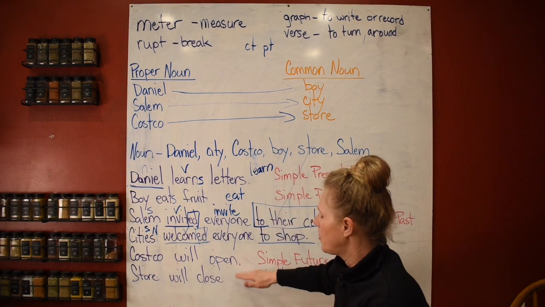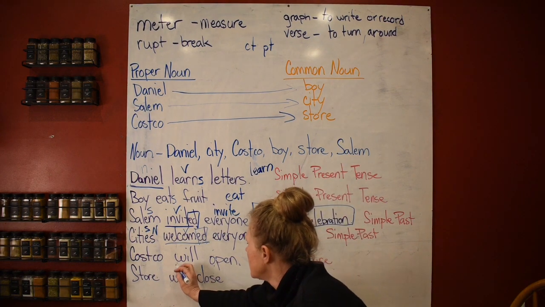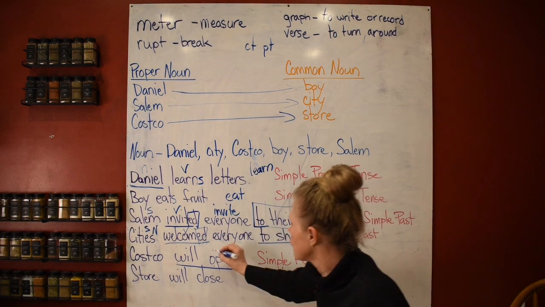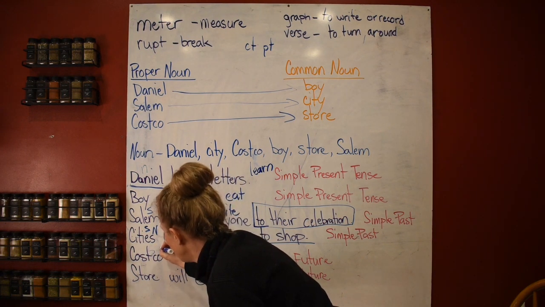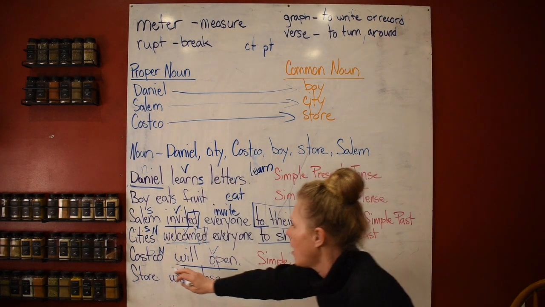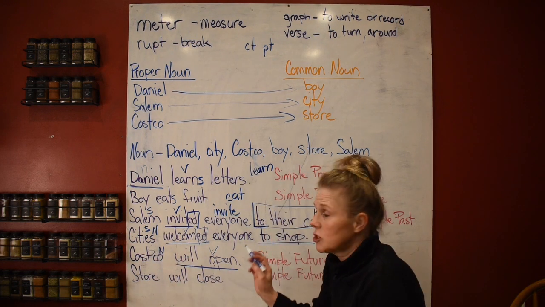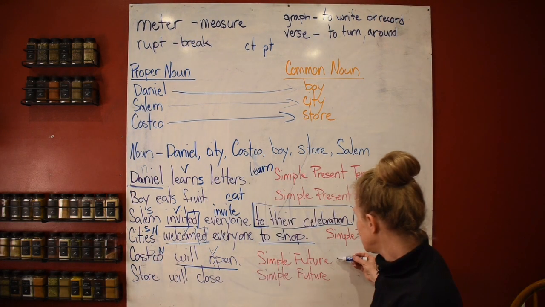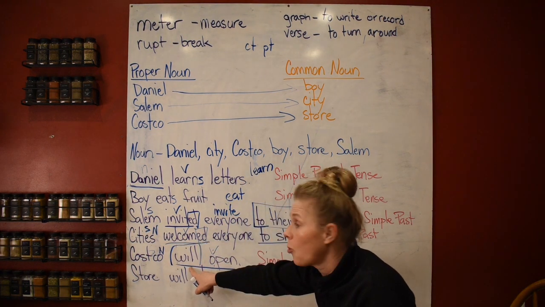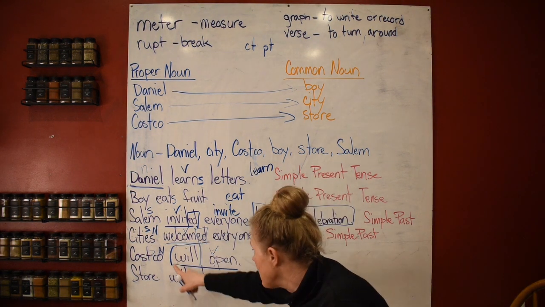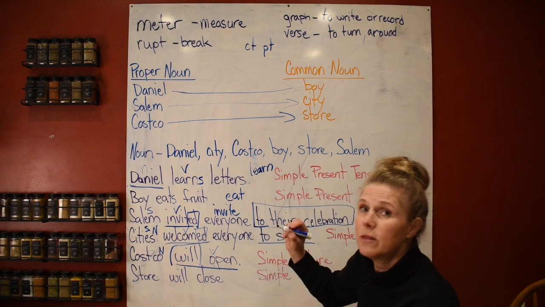Costco will open. Now look, "will open" is your verb and Costco is your subject, which is your noun. This is the simple future. What tells us it's future is the word "will." You need to remember that "will" puts you in the future.